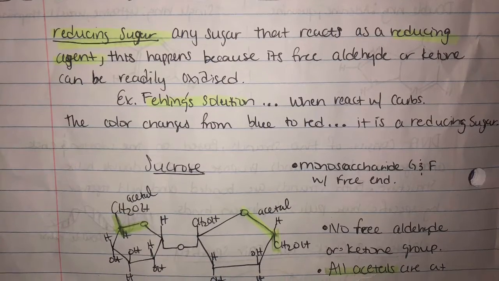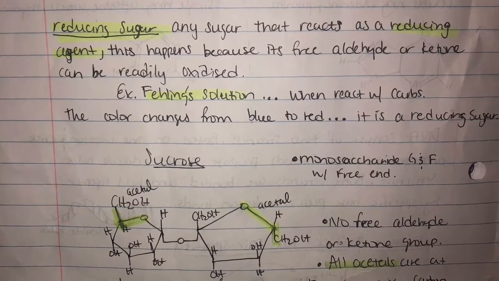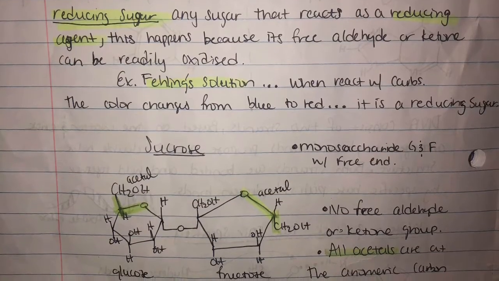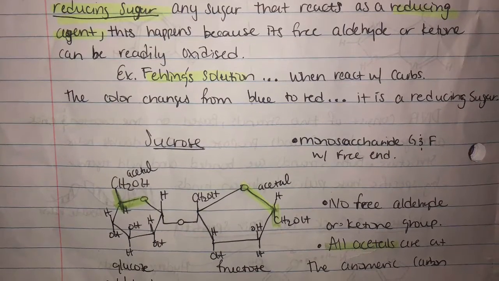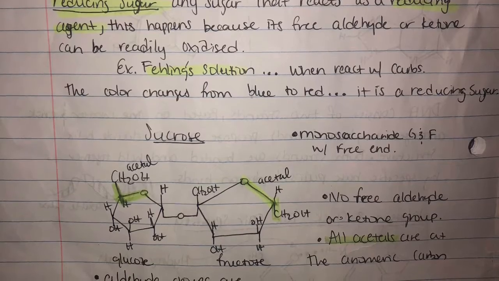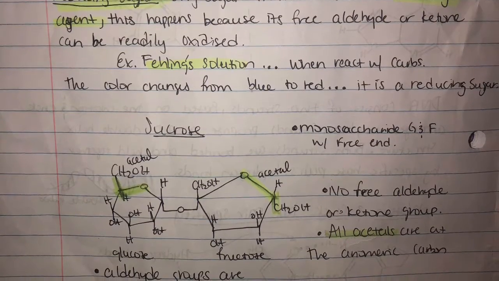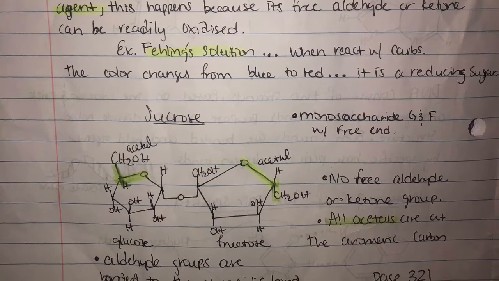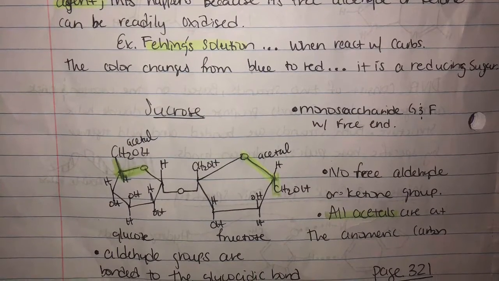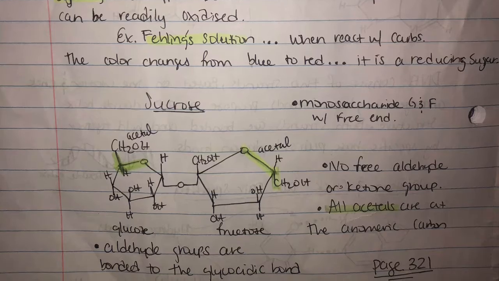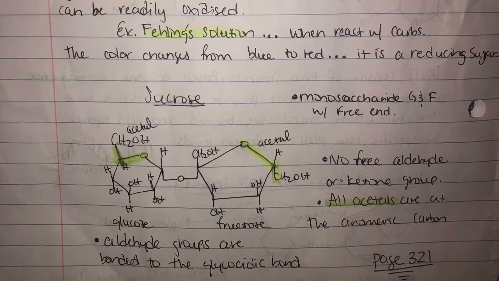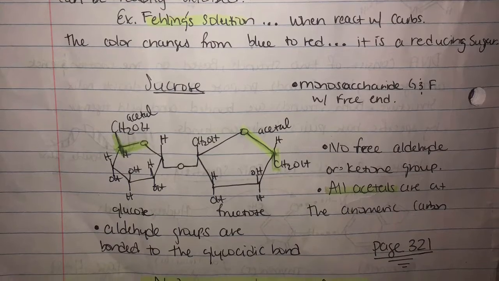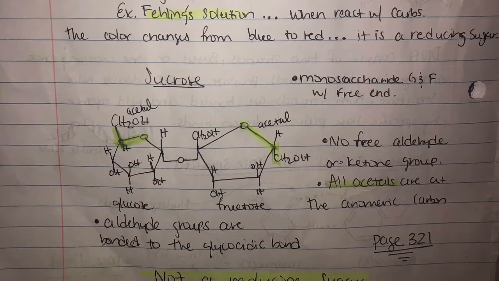Glucose and fructose joined together by a glycosidic bond makes sucrose. Glucose and fructose are monosaccharides, so they have free ends. When they do come together and join, their free ends are connected to form acetals. So this bond indicates that they have no free aldehyde or ketone end. So sucrose is not a reducing sugar.